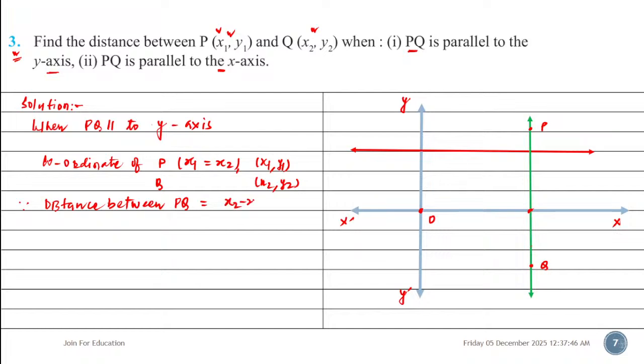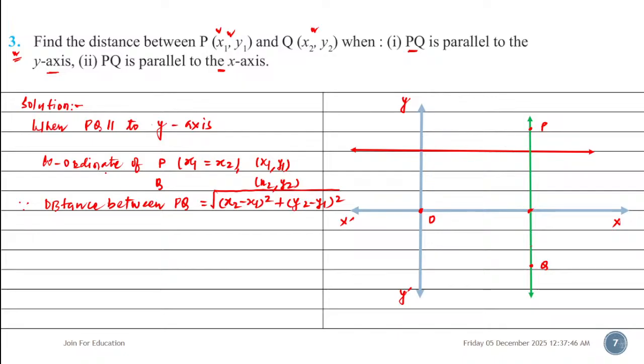root over x2 minus x1 whole square plus y2 minus y1 whole square. This is the distance formula when the coordinate of points are given.